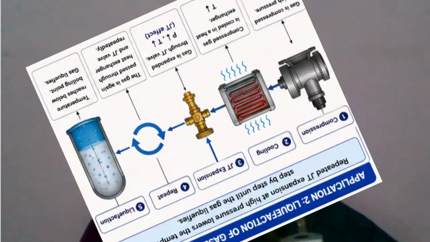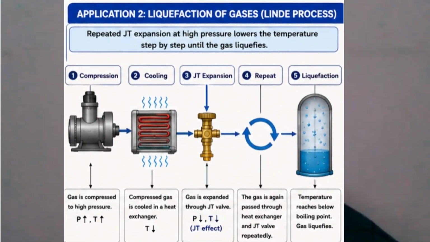In a refrigerator, this cooling effect is used to absorb heat from the surroundings. In gas liquefaction, the compression, cooling, expansion cycle is repeated several times until the temperature falls below the boiling point and the gas condenses into a liquid. So, in this way, the Joule-Thomson effect is applicable to refrigeration and liquefaction.